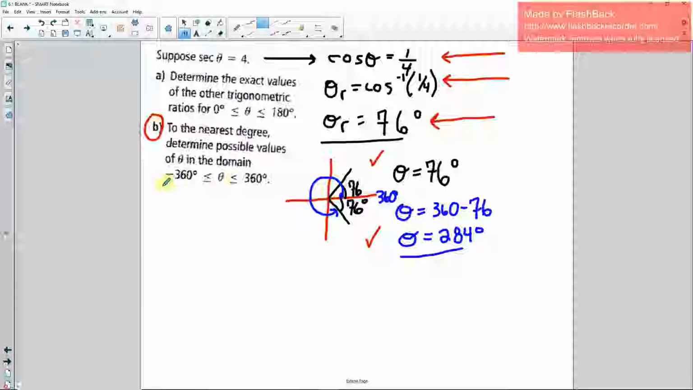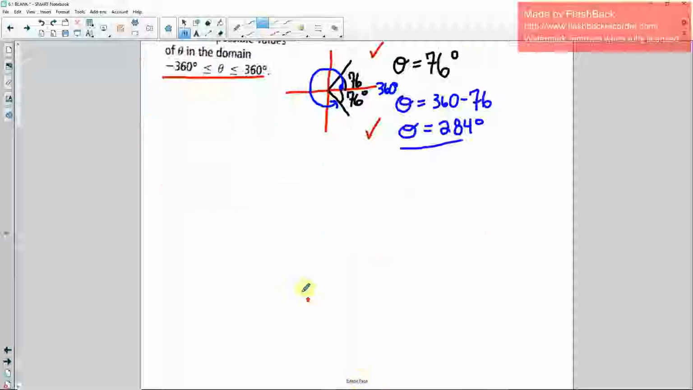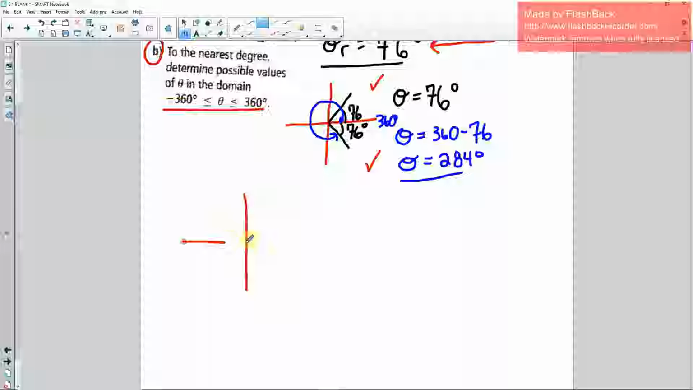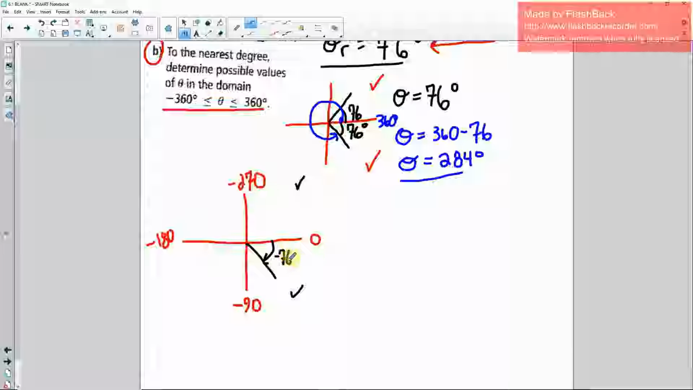Those are the positive angles. The question's asking us to do from negative 360 to positive 360. So when we do our negative angles, draw the sketch again. For negative angles, this is 0 degrees, this is negative 90, negative 180, negative 270. Once again, we can find our angle in quadrant 1 and quadrant 4. This time, when we sketch it in quadrant 4, remember, we're going backwards, so that is negative 76 degrees. That is going to be one of our answers.